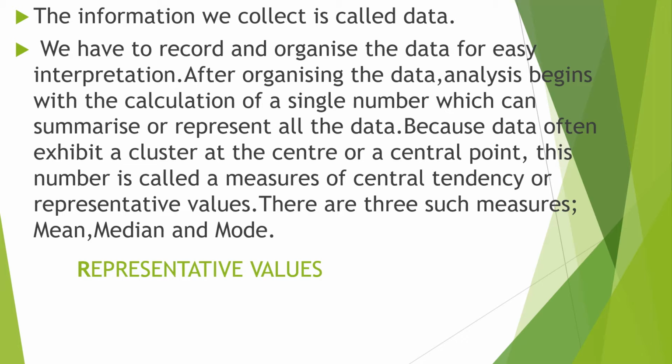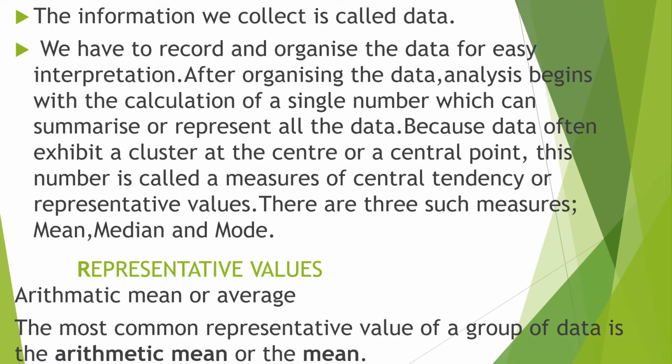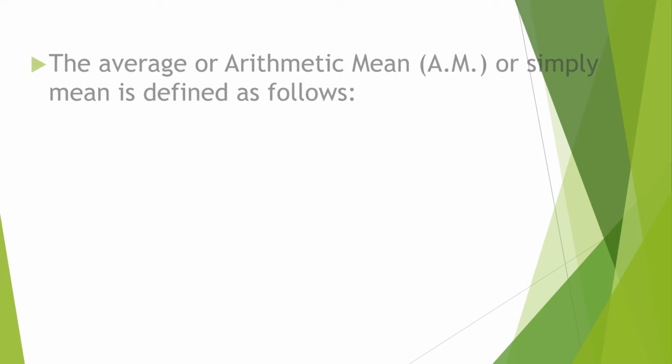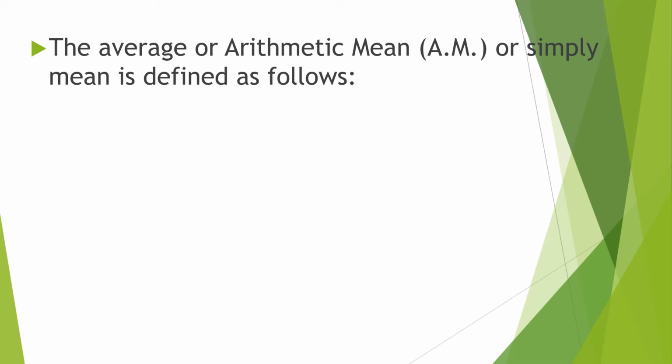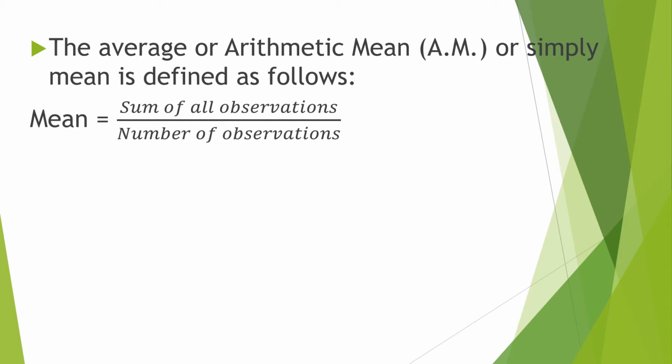Our first representative value is mean. It is also known as arithmetic mean or average. The most common representative value of a group of data is the arithmetic mean or simply the mean. Next, we can see how to find the mean of given observations. Mean or average is defined as the sum of all observations upon the total number of observations.